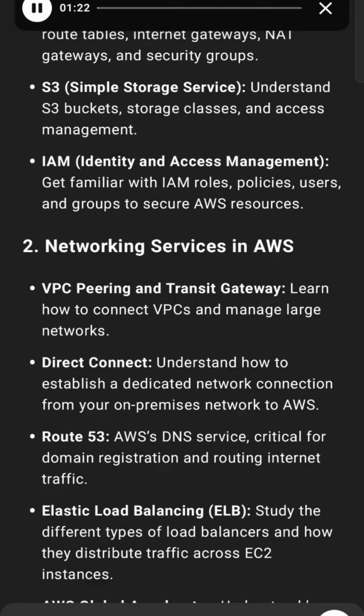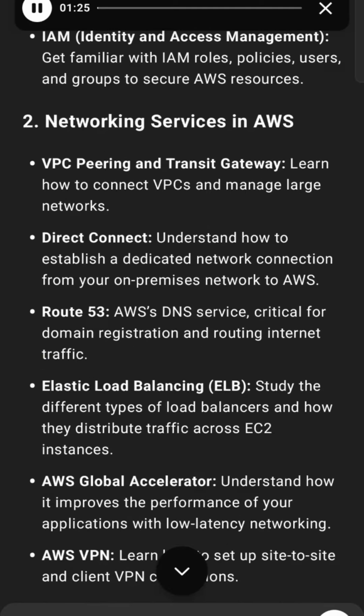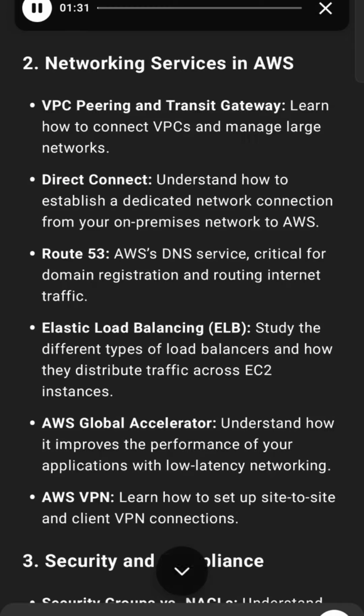Elastic Load Balancing, ELB. Study the different types of load balancers and how they distribute traffic across EC2 instances. AWS Global Accelerator. Understand how it improves the performance of your applications with low-latency networking. AWS VPN. Learn how to set up site-to-site and client VPN connections.